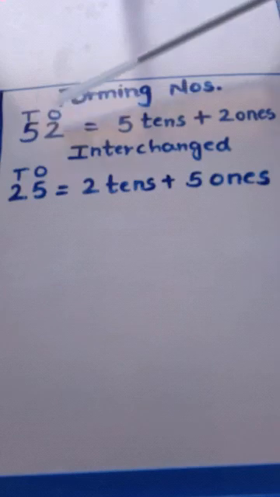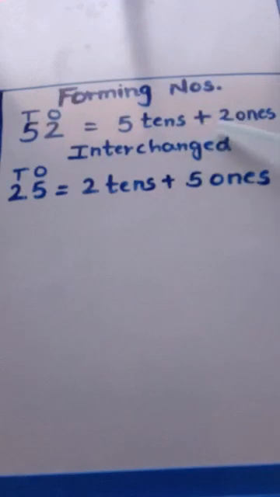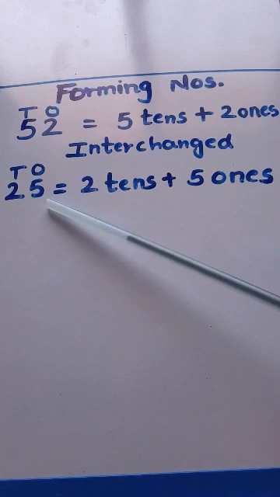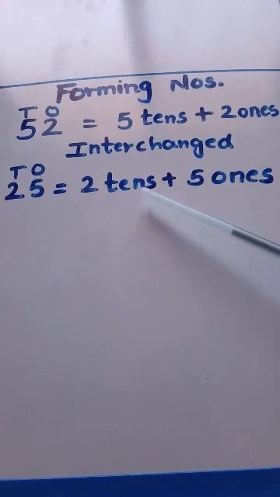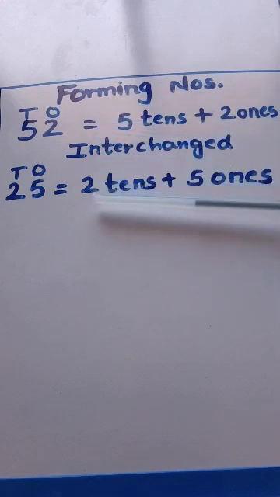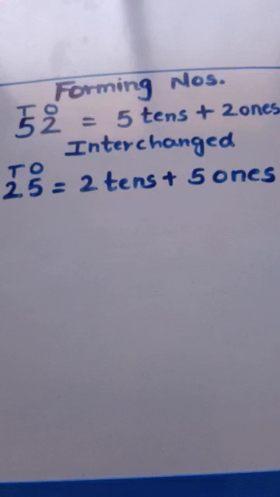Now, I'll teach you. See now, in 52, 5 is at tens and 2 is at ones. So, it is 5 tens plus 2 ones. But if the number is interchanged, what will happen? The 2 will come in the tens place and the 5 will come in the ones place. So, we'll get 2 tens plus 5 ones. This is known as forming of numbers. Any 2 digits will be given to you and you have to form 2 numbers, the greatest number and the smallest number. Okay? Did you all understand, children?